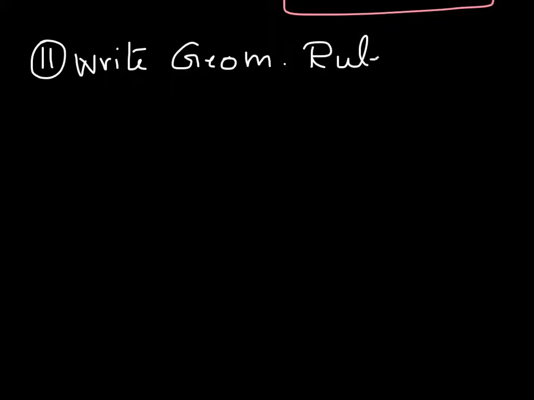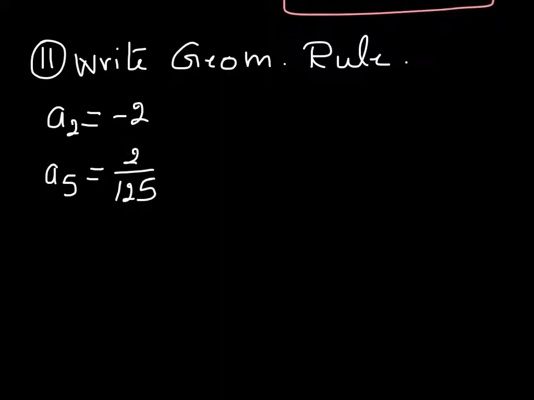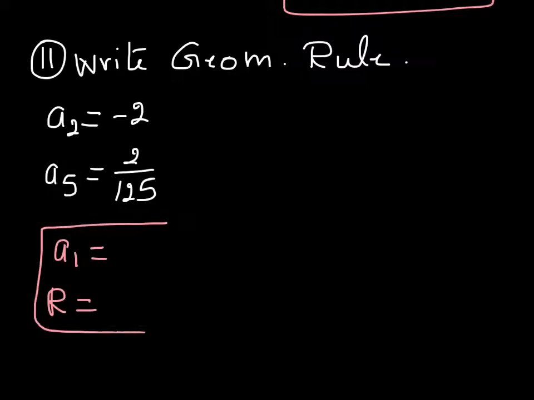Next, we're going to look at number 11. Again, we're asked to write a geometric rule. This time, they gave us the second term, which is a2 equals negative 2. They give us the fifth term, which is 2 over 125. Well, I don't need neither one of them. In order for me to write the rule, I need a1 and I need the common ratio. So now we're going to go on the side of our paper and see how we're going to use what we're given to find a1 and r.